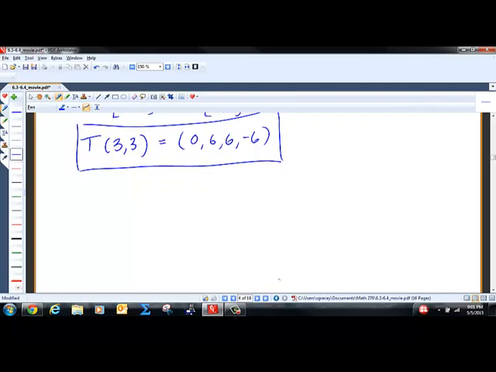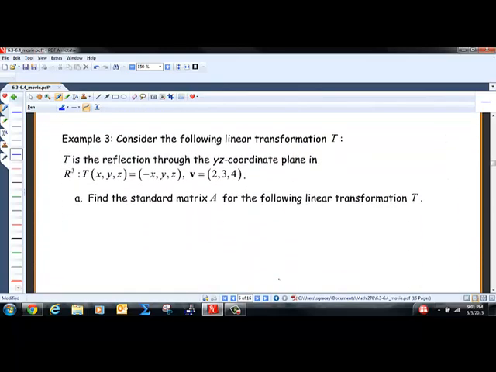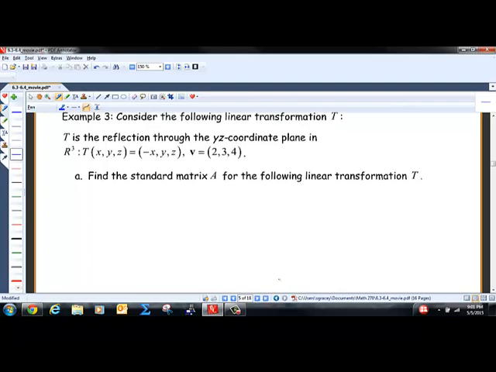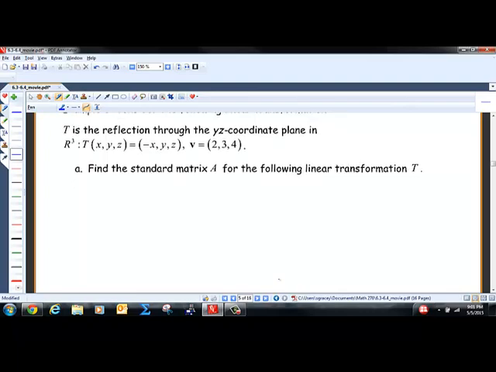Okay, so here we go. Moving right along. So now example 3, let's see what we've got. We've been given that T is the reflection through the yz coordinate plane in R3. So basically, T at x, y, and z is equivalent to the opposite of x, or negative x, y, and z. And then we're given v as a vector in R3, 2, 3, 4. So we need to find the standard matrix for this transformation.